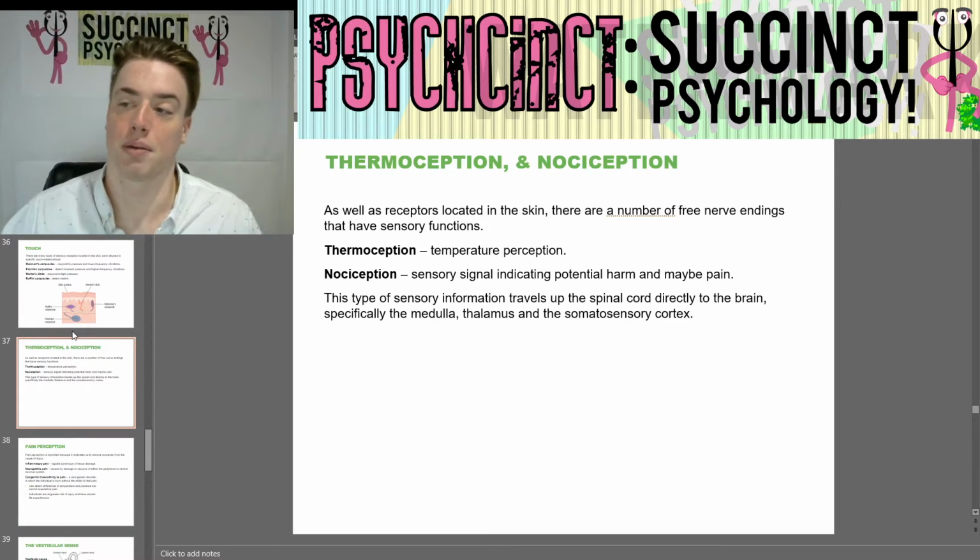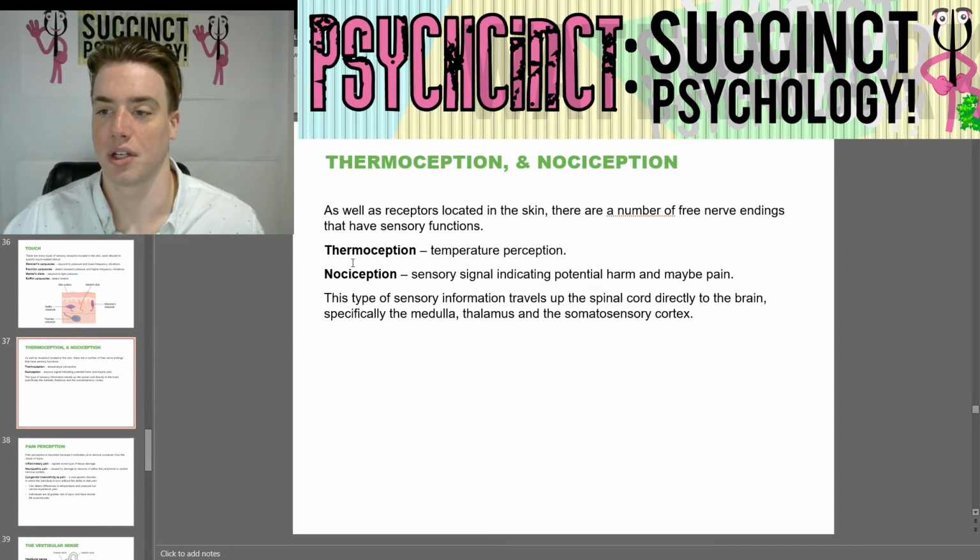Next, we have thermoception and nociception. So as well as receptors located in the skin, there are a number of free nerve endings that have sensory functions. So thermoception is temperature perception, like a thermometer. Nociception is the sensory signal indicating potential harm and maybe pain. This type of sensory information travels up the spinal cord directly to the brain, specifically the medulla, thalamus, and the somatosensory cortex.